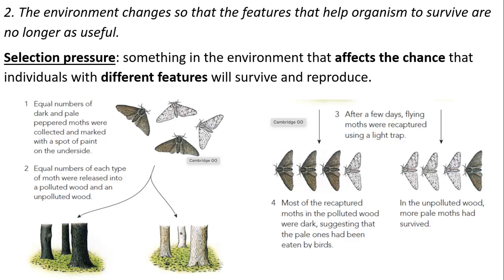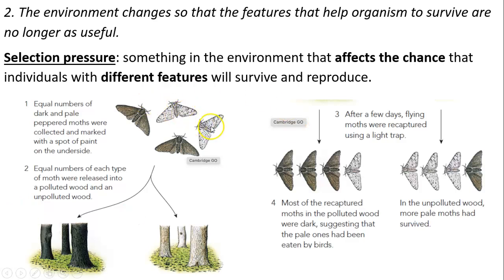There is something called the selection pressure. What is the selection pressure? It is the thing in the environment that affects the chance of the individuals with different features to survive and reproduce. Okay, let's go back to the example here.